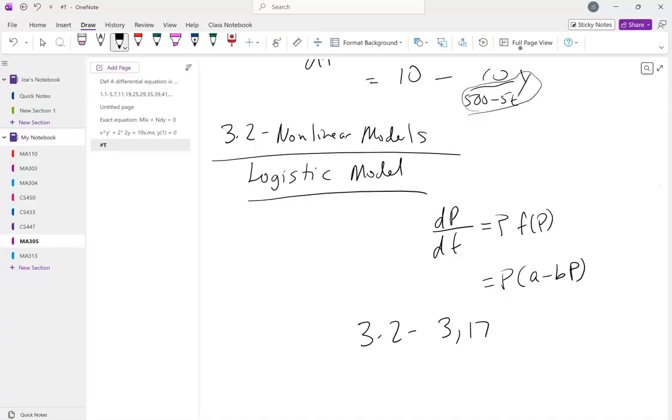So on Thursday, we'll start with 4.1. We'll probably do 4.1 and 4.2 on Thursday. And like I said, we'll talk a little bit more about the exam on Thursday as well. So your exam, again, is a week from Thursday.